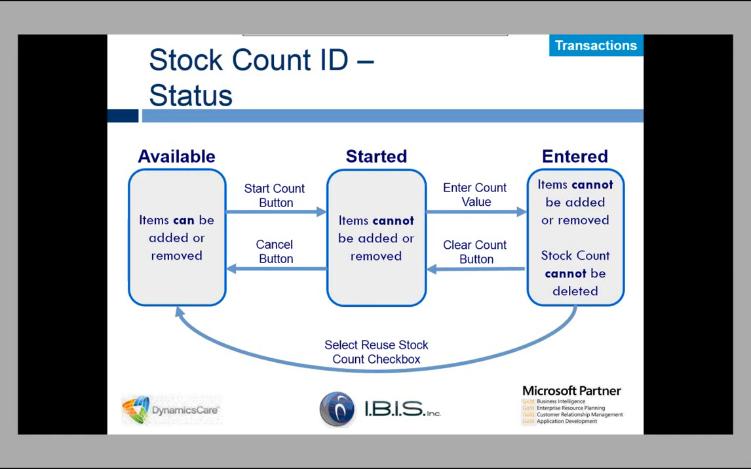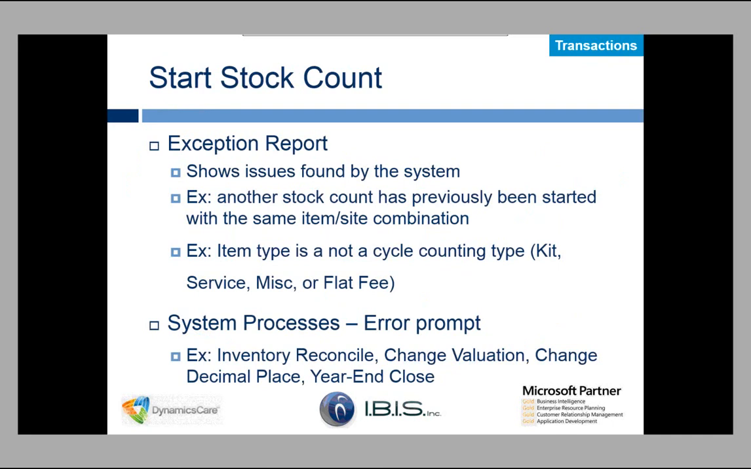If you have a particular ABC code that you like to count often, you might want to reuse that stock count so that you can just pick the stock count and start it instead of creating a new ID and adding all of the items manually. After you select start on a stock count, it will print an exception report, and it will print any issues that it found while it was trying to start the stock count.